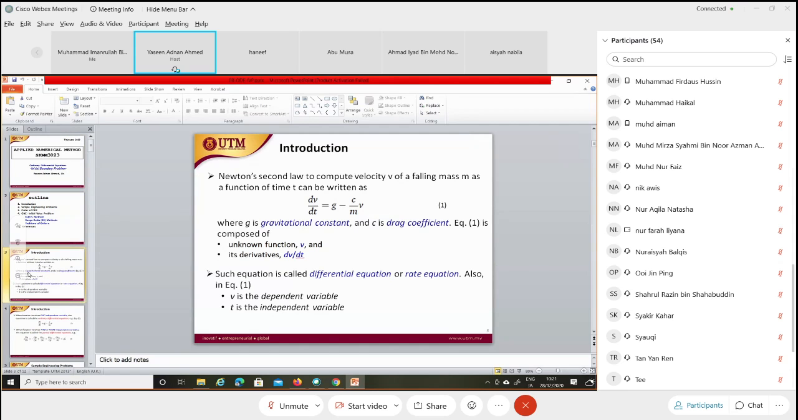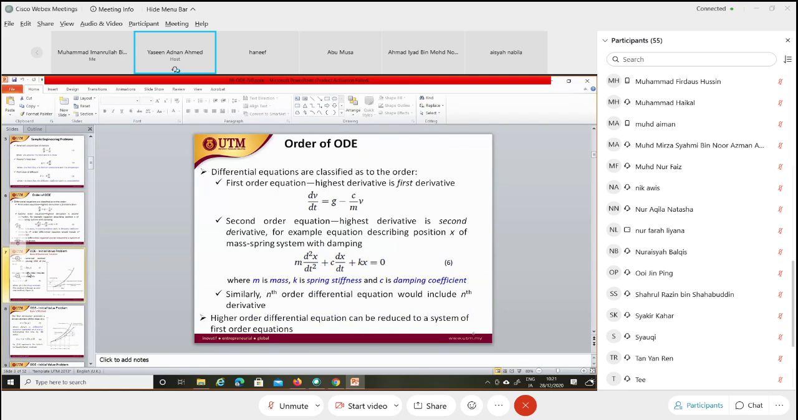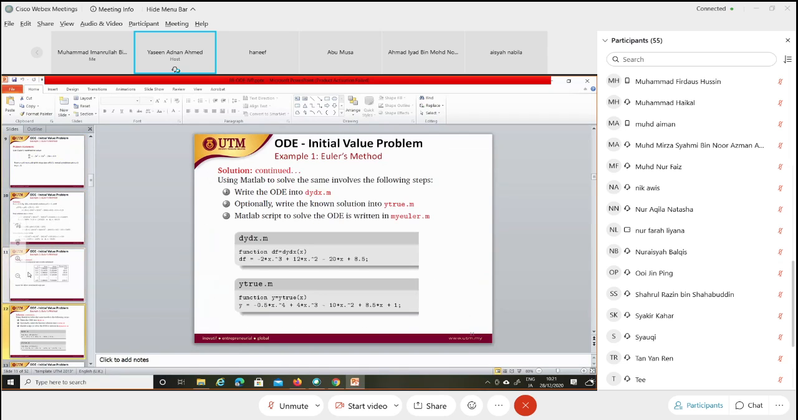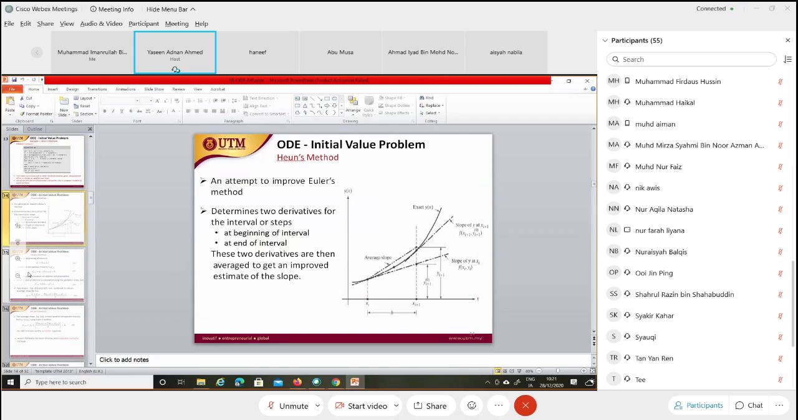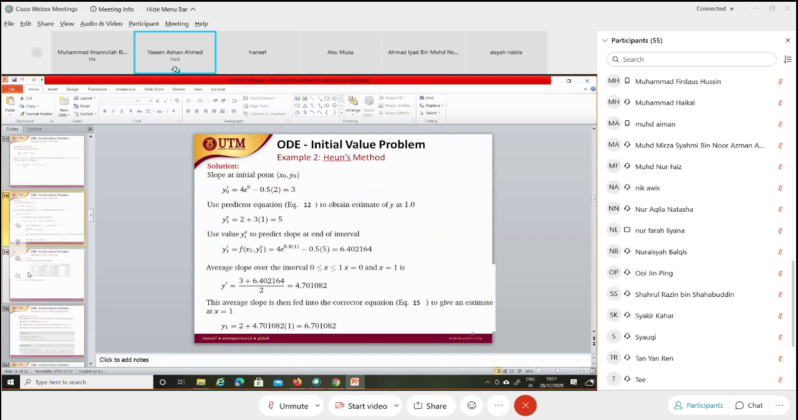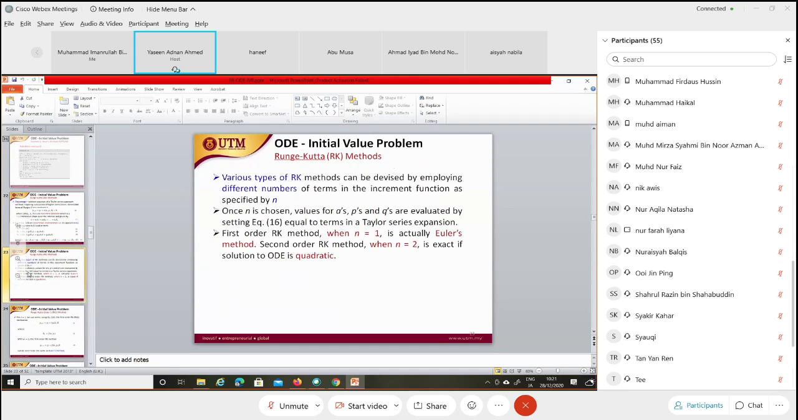Anyway, when I explained at the beginning of the chapter, ordinary differential equation, initial value problem, I already explained the Euler method, right? In short, in the Euler method, the new value should be equal to the old value plus the slope times the distance, right? So I already explained how you can solve the problem using the Euler method, and I also explained a little bit about the Runge-Kutta method.